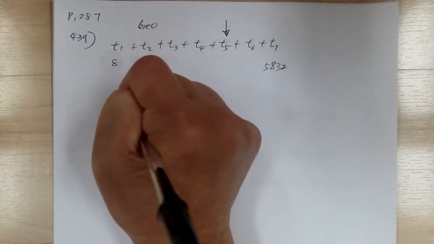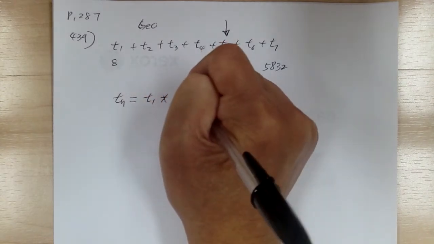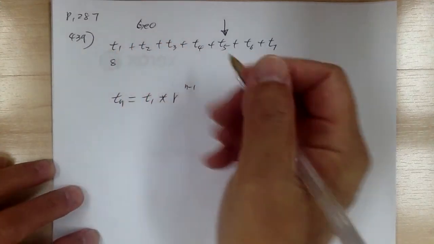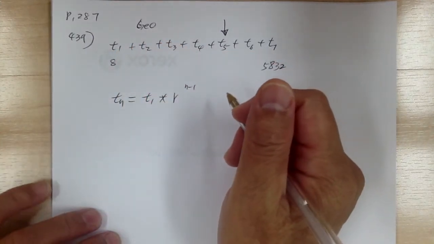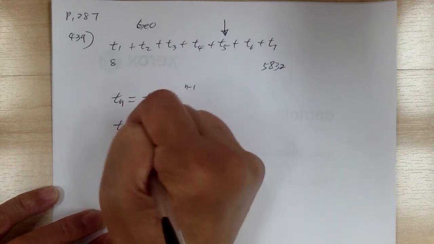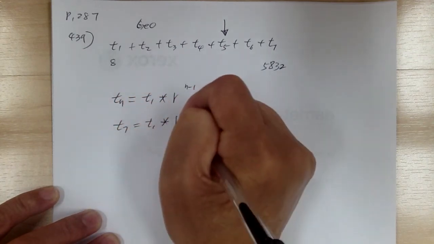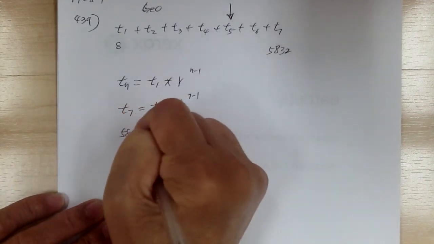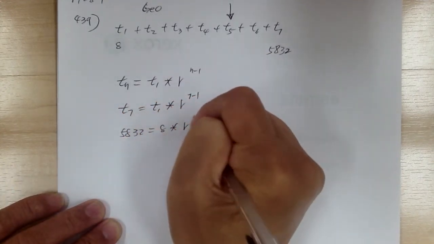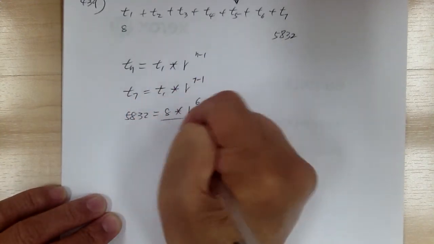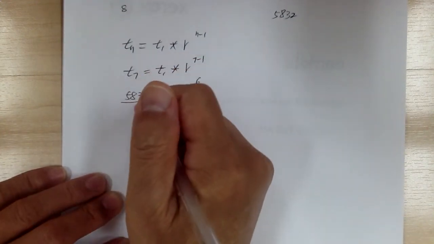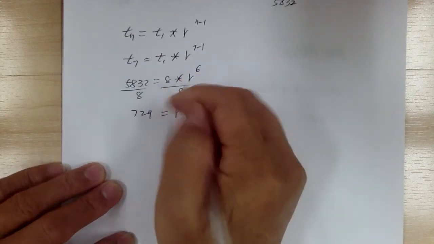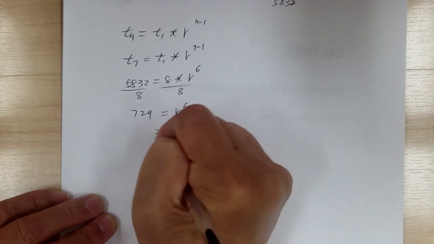So T of n equals T1 times R to the n minus 1. I'm going to use the T7 and T1. So T7 will equal T1 times R to the 7 minus 1. So 5832 equals 8 times R to the 6. Divide by 8, divide by 8. So 729 equals R to the 6. And so R equals 3.